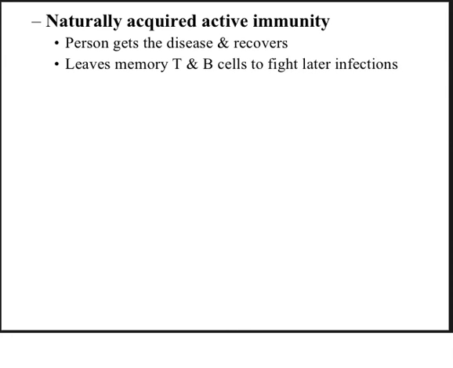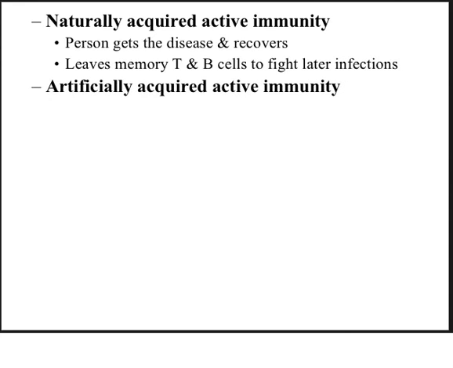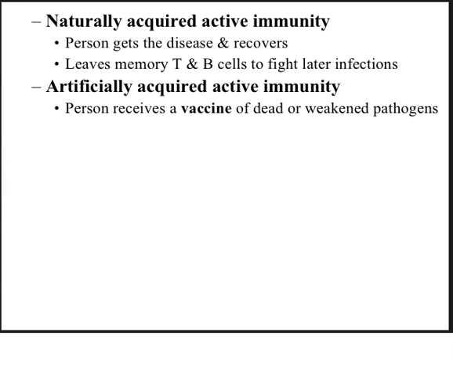In naturally acquired active immunity, you encounter a pathogen, generate B and T cells to fight the infection, and then you recover, and the memory B and T cells are available then for later infection. In artificially acquired active immunity, you expose yourself to a vaccine. Now, what is a vaccine? It's not the pathogen itself, okay? These days, it's not even dead or weakened pathogens, as it says here in the bullet point.